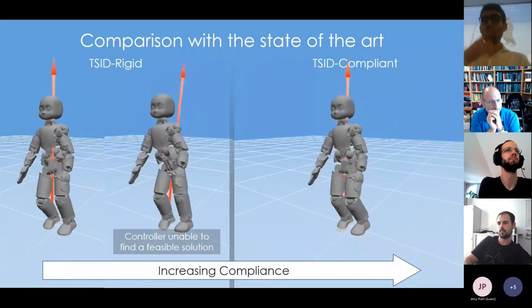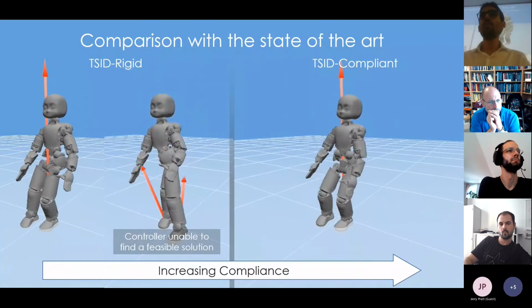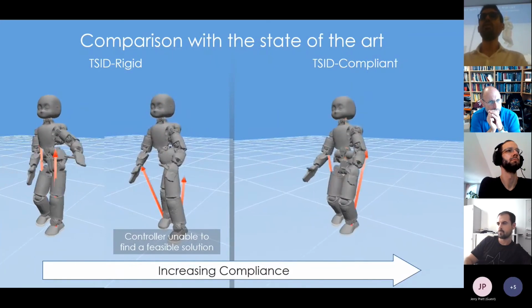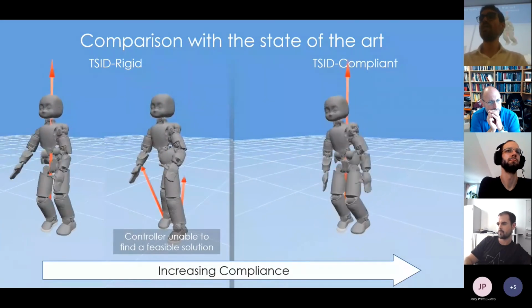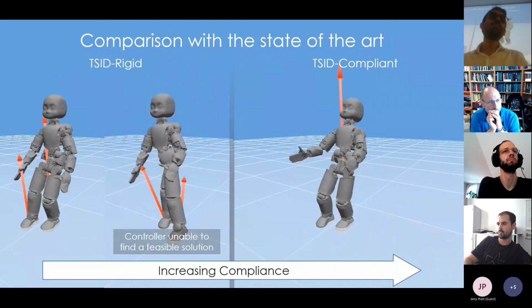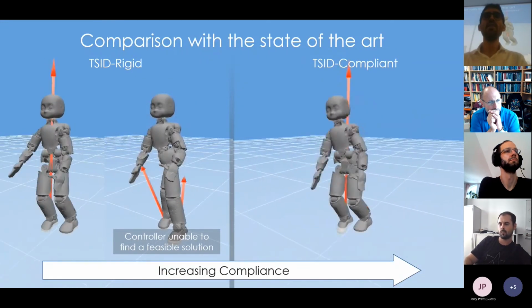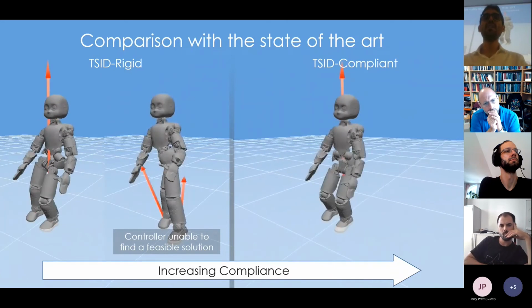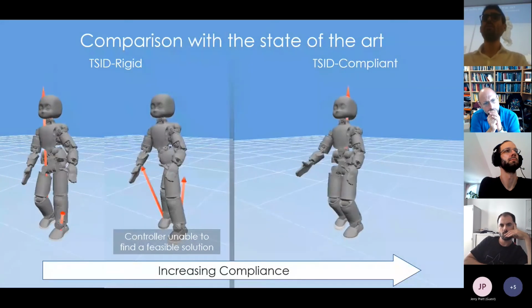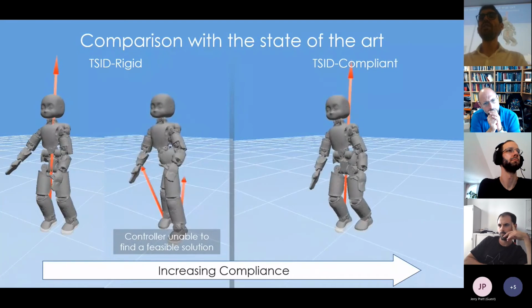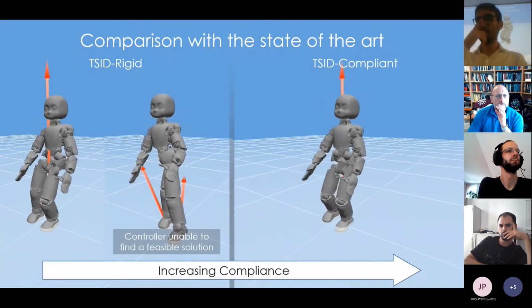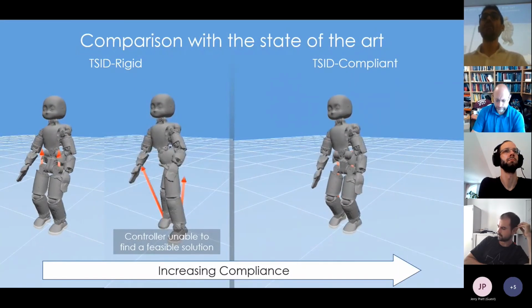Okay, so first of all, I would like to present a comparison of the controller that we propose, here called TSID compliant, and the so-called TSID rigid, which is the controller of the first part of the presentation. So when the compliance increases, TSID rigid is no longer able to find a feasible solution, while TSID compliant is able to accomplish the task, while the estimator of the contact parameters is running online.